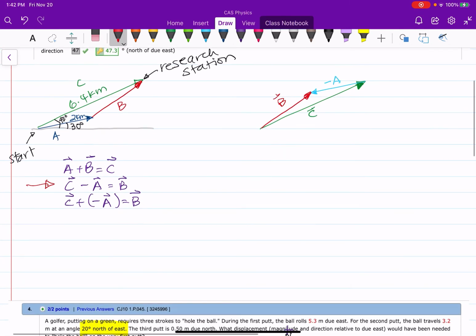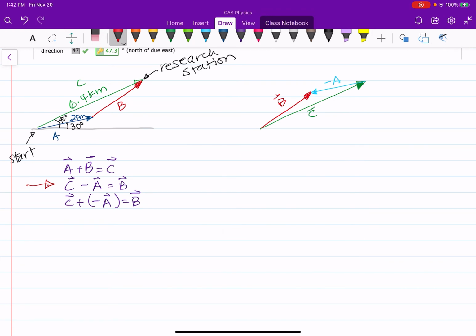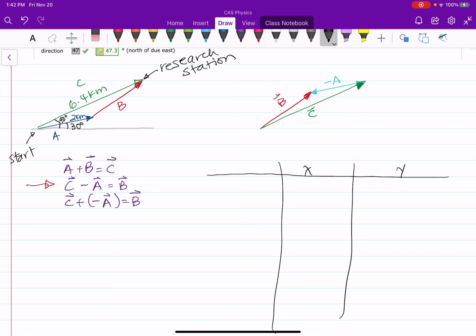So we're going to set this up in a similar way we did before, where we're going to have our X and our Y. So there's my X component, my Y component, and I'll draw this little table here, and we'll start to solve. Okay, so the first vector we're going to look at is C. And I can draw these each one out individually so we can look at them with a little more clarity.